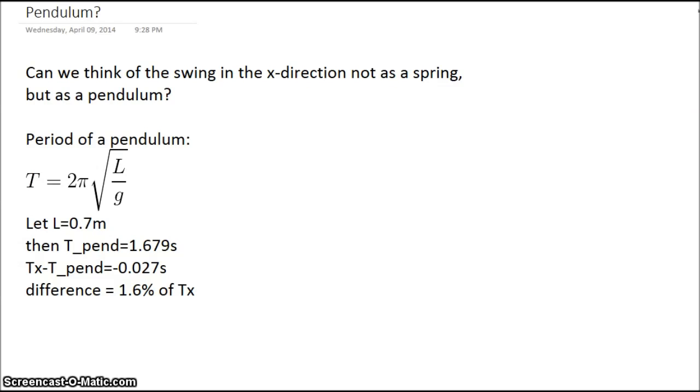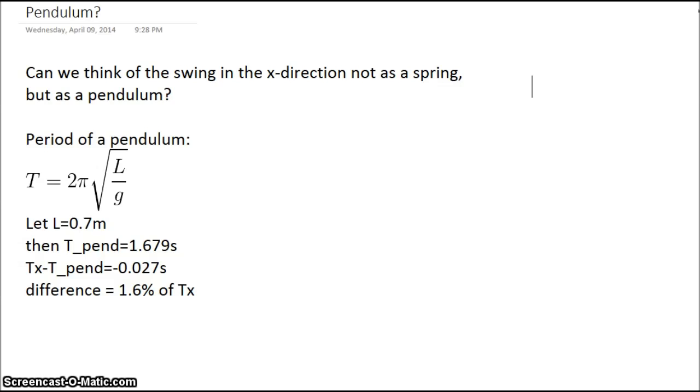But if we think of the swing in the x direction not as the swing of a spring, but of a pendulum, and we calculate the x period using a pendulum length of 0.7 meters, the length of the spring with the mass attached at static equilibrium, we then predict a period that is only 0.027 seconds different from the period we actually observed, a difference of only 1.6%.